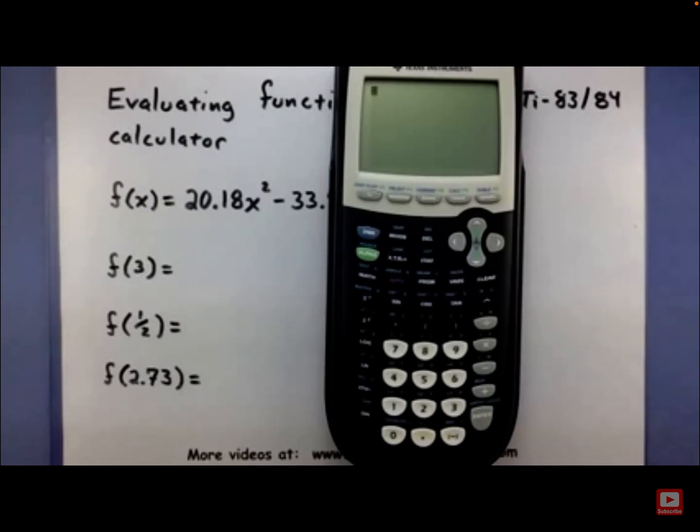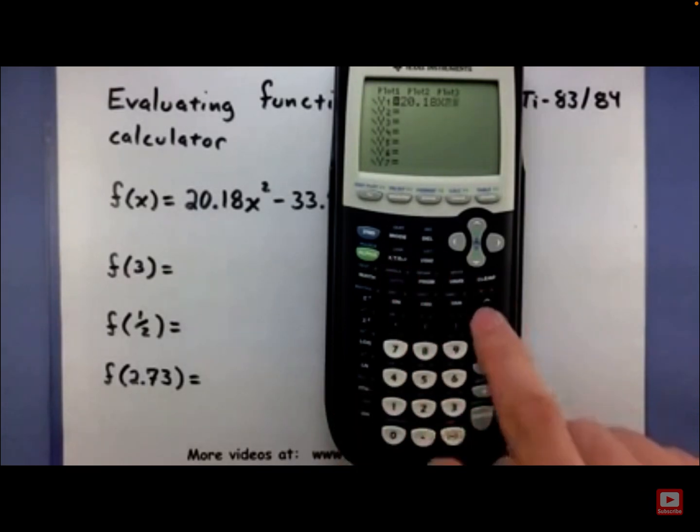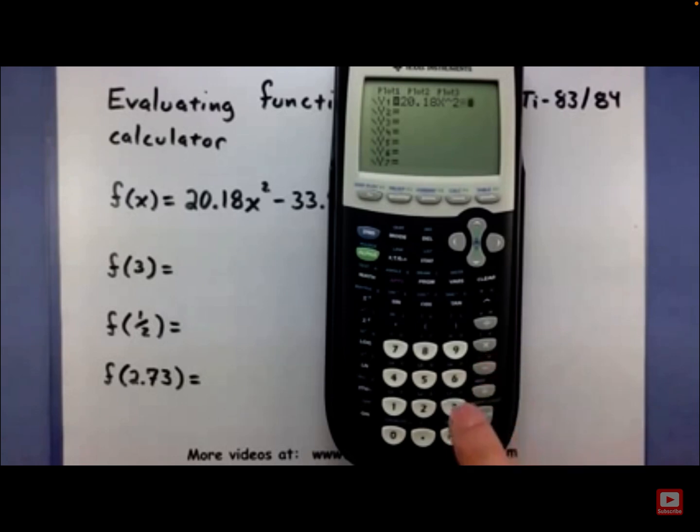The first thing I need to do is get this function stored into the calculator, and I can do that under my y equals screen. So press your y equals button and let's enter in that function. 20.18x squared minus 33.43x plus 45.77. There we go. That basically just stores it into the calculator. Go ahead and press second quit to return to your home screen.